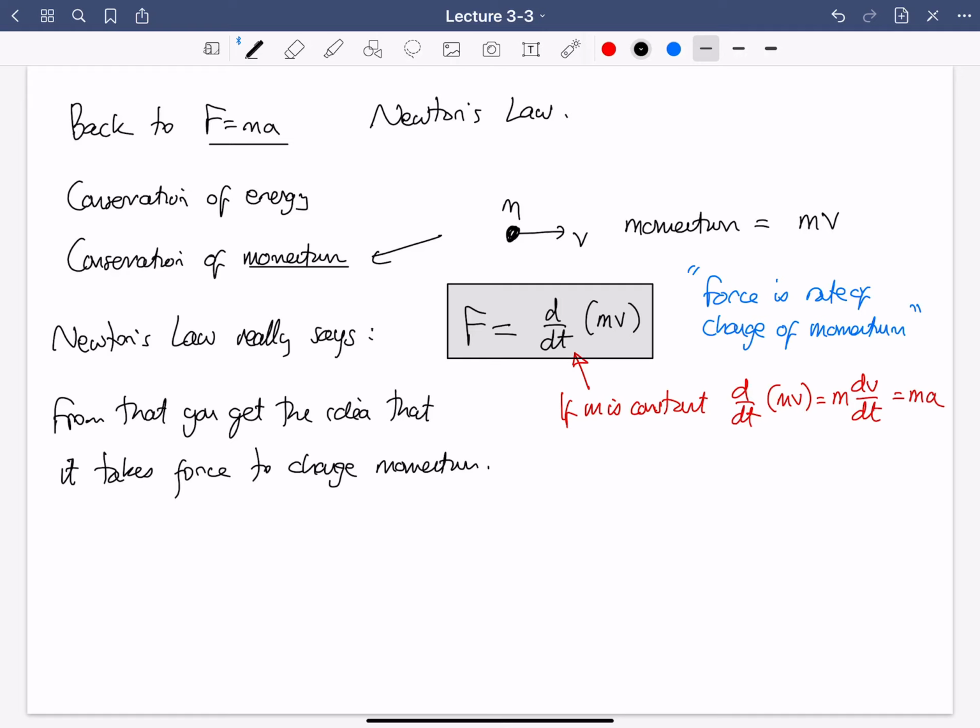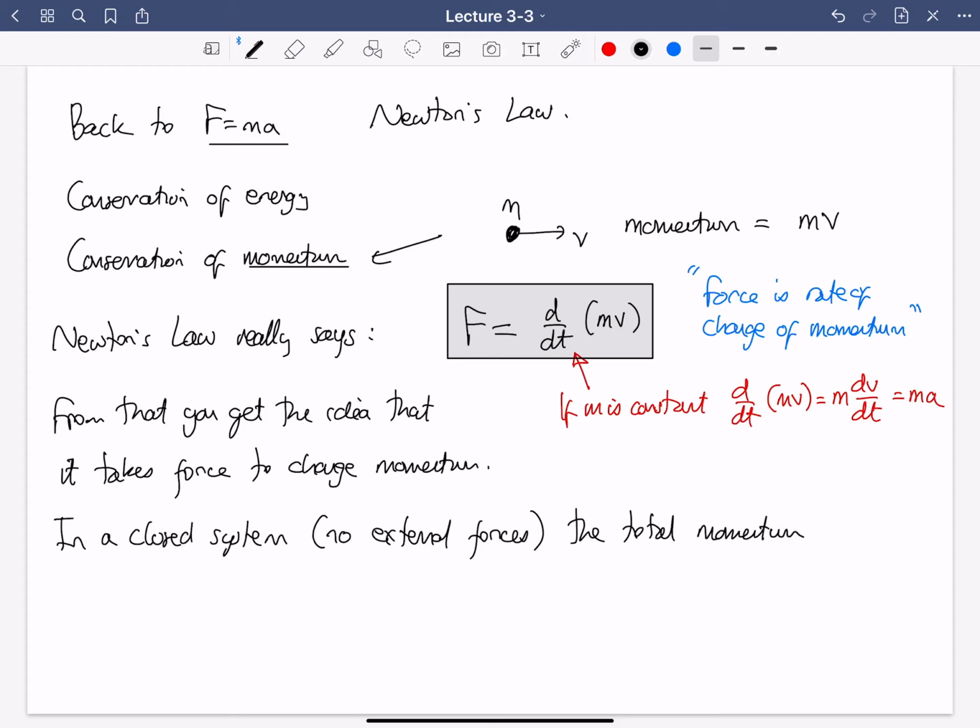So the upshot of this is that if you're looking at a closed system with no external forces, the total momentum in that system must be constant over time. To change the momentum in your system, you need to apply some external force to create that change in momentum.